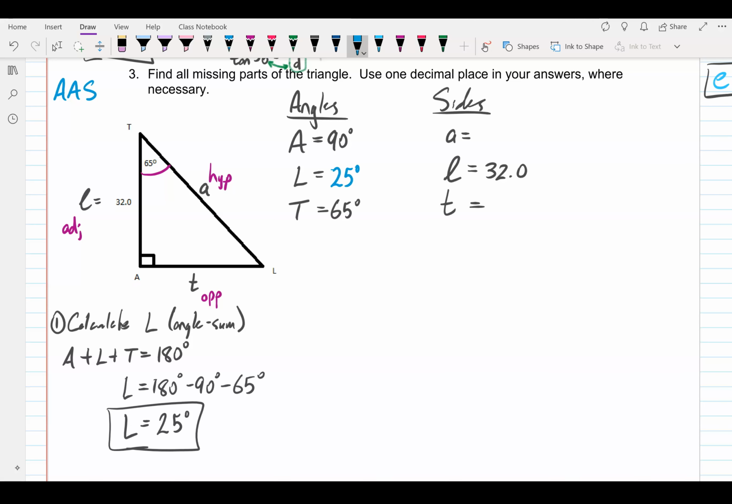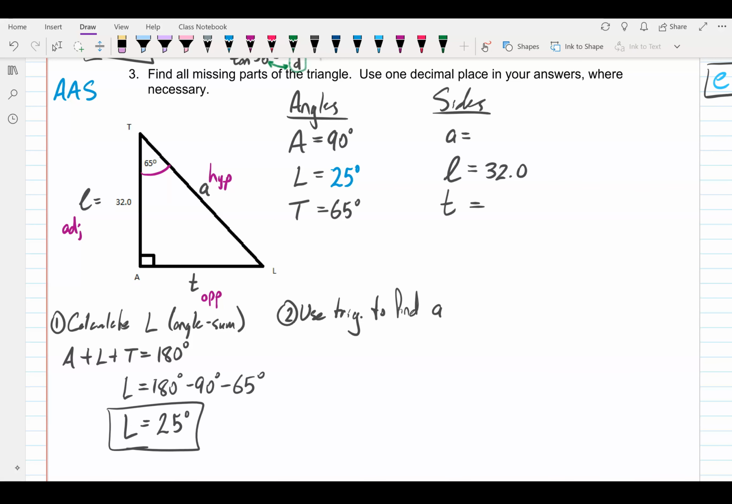My next steps, all I have to find now are sides. The problem is I don't have two sides. So if I don't have two sides, I can't use Pythagoras. I must use trigonometry relationships to find either A or T. In fact, I can do either. I'm just going to find A because it's the first one I saw here.